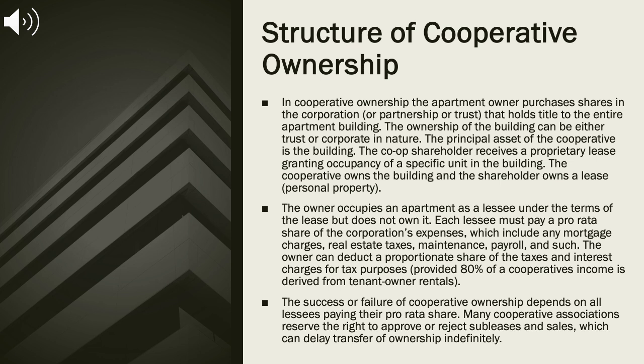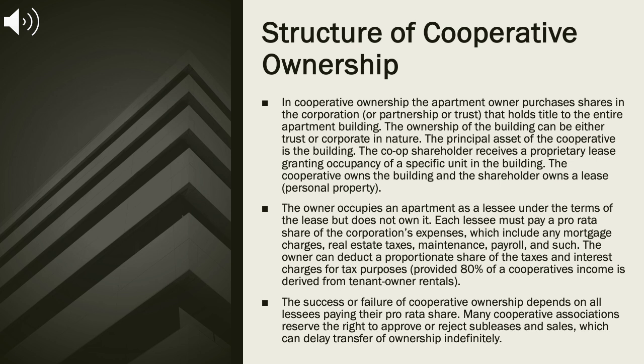The co-op shareholder receives a proprietary lease granting occupancy of a specific unit in the building. The cooperative owns the building and the shareholder owns the leased personal property. The owner occupies an apartment as a lessee under the terms of the lease but does not own it. Each lessee must pay a pro rata share of the corporation's expenses, which include any mortgage charges, real estate taxes, maintenance, payroll, and such.